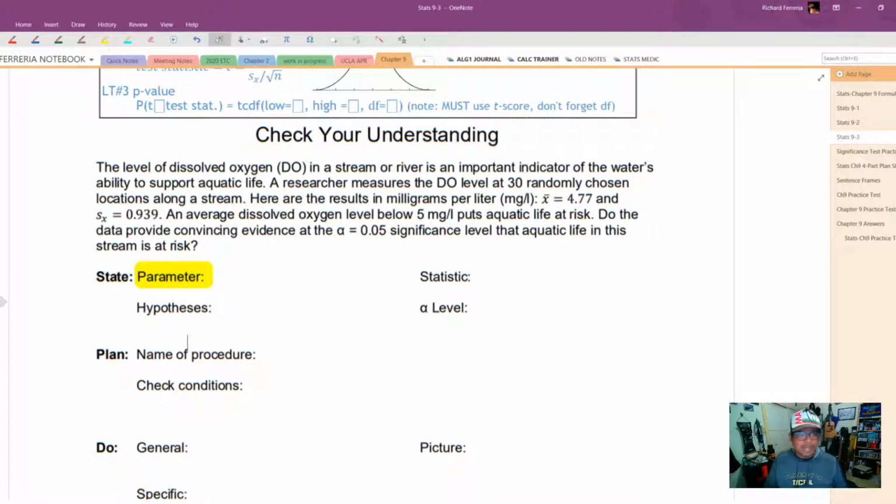So I love this question. I mean, aquatic life, dissolved oxygen is everything I want in my world, right? Those of you who know me, you know what I'm talking about. So what do we got?